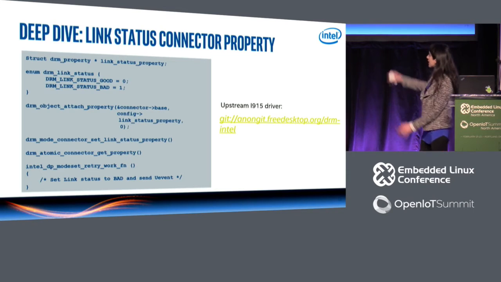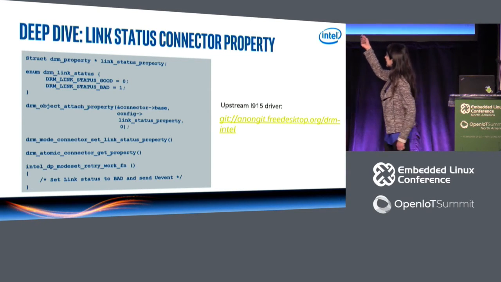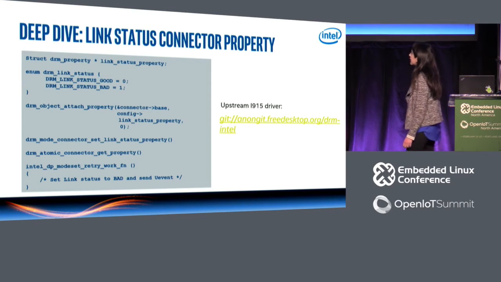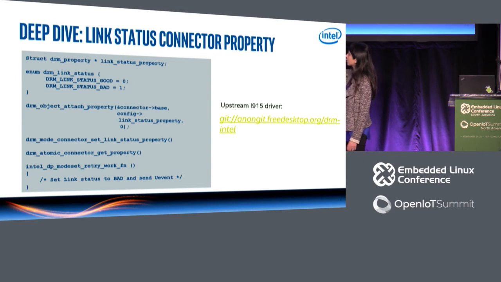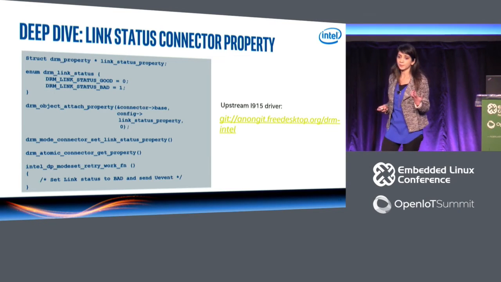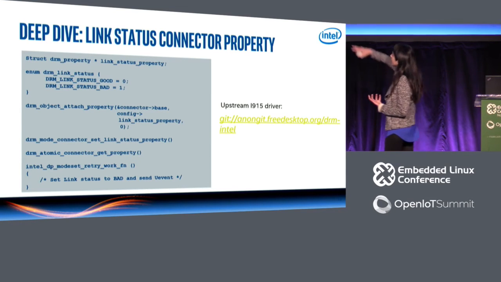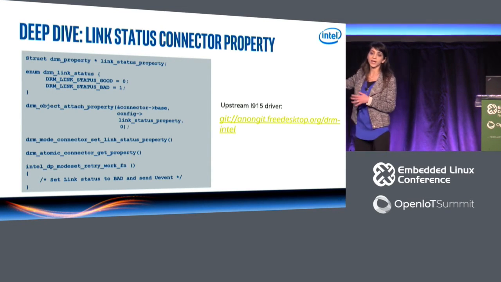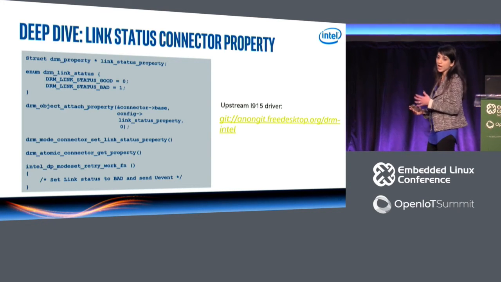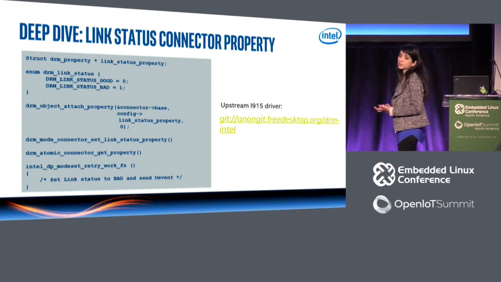This is just an outline of the things that were added. We introduced the new DRM property called the link status property. It's attached to the connector. Then there is a helper function to set the link status property, which is used by the i915 driver. And then there's a helper function to get this property so that user space can read the link status information. All these helper functions are added in the DRM layer. So if you are working on different hardware, you can very well use these helper functions and make use of this new link status property.